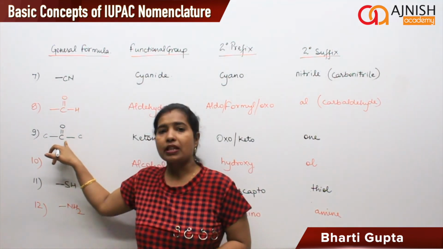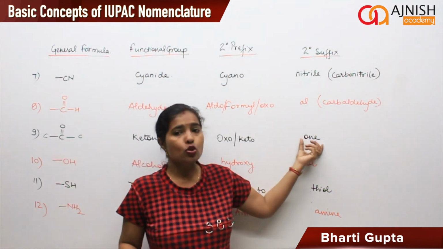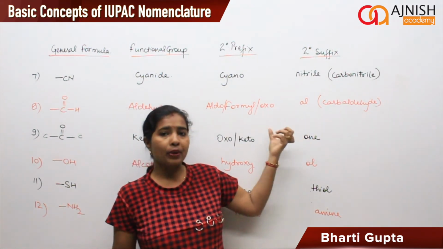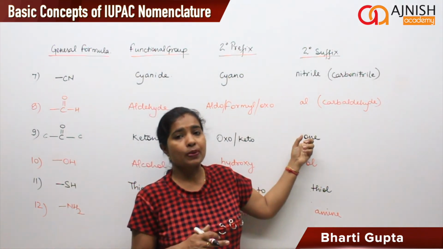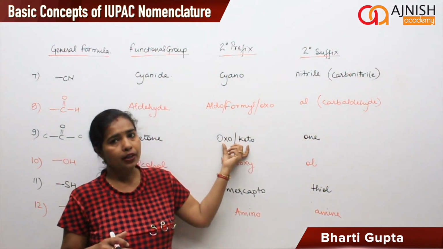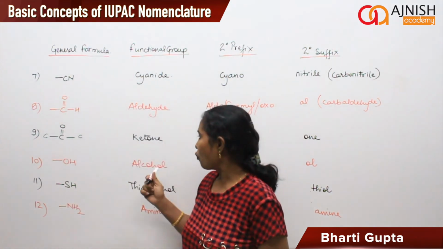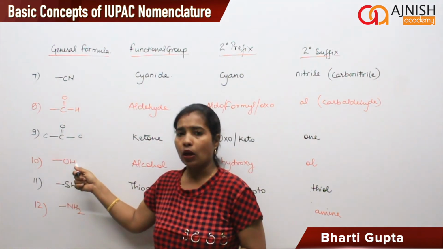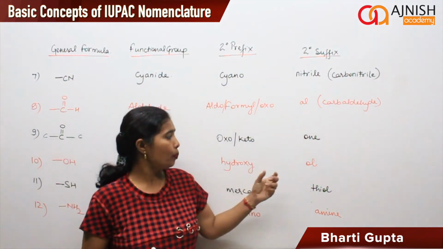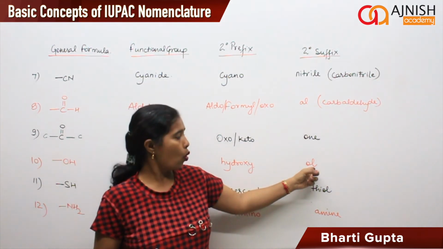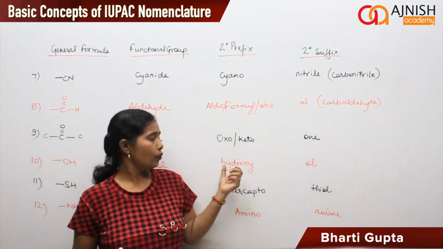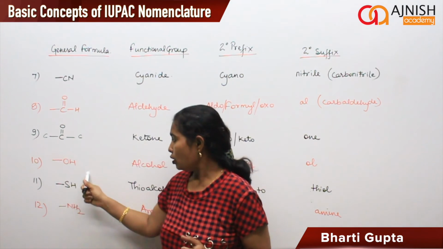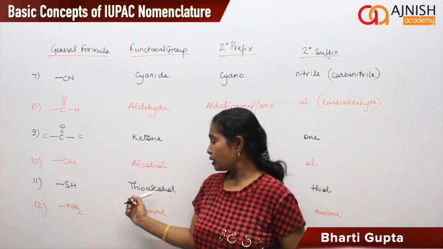And ketone, when present as the main functional group, we use the suffix one. After the word root and primary suffix, we write one. And if it is present as a substituent, we can use oxo or keto. Then the next functional group we have is alcohol. When an OH group is attached to the carbon chain, it is called alcohol. Alcohol as a main functional group has the suffix ol, and if it is present as a substituent, we write the prefix hydroxy. Then if SH is attached to the carbon chain, then it is thioalcohol.